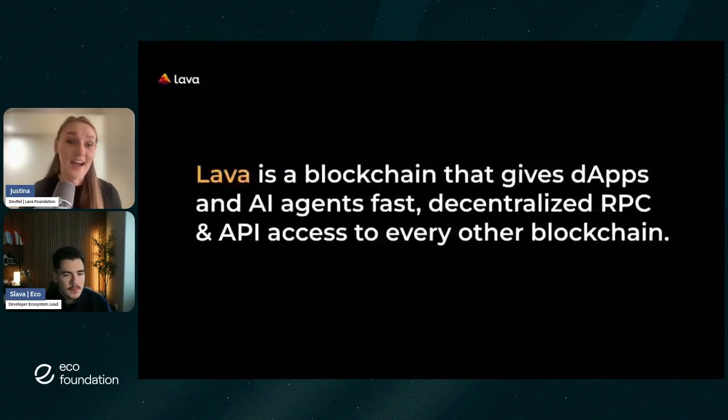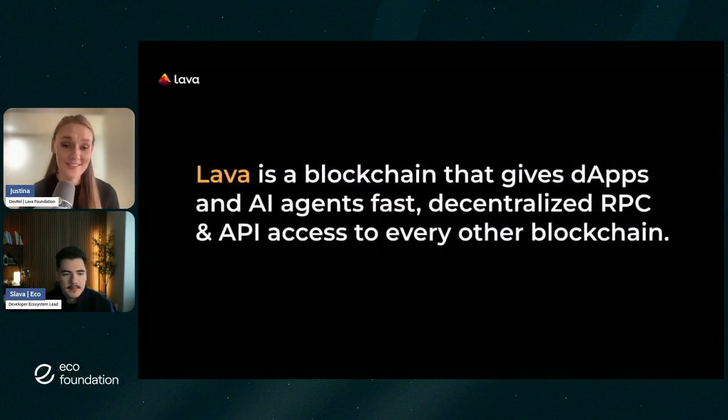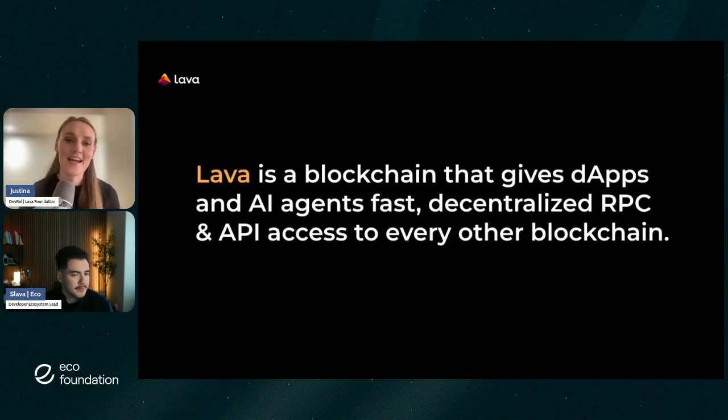Awesome. And then for those who are not up to speed, can you describe a little bit about Lava? Yeah, maybe here I can actually also show some slides, but Lava first and foremost is a blockchain itself, and it is designed to provide dApps, AI agents, or any, as we call them, consumers, data consumers, decentralized RPC and API access to every other blockchain. So in very simple terms, Lava Network is a decentralized RPC that developers can build very quickly and effectively.